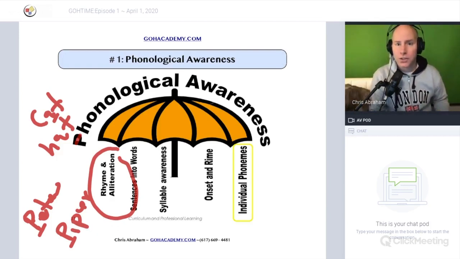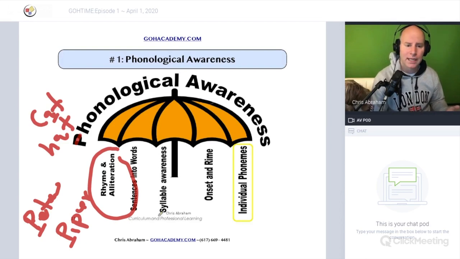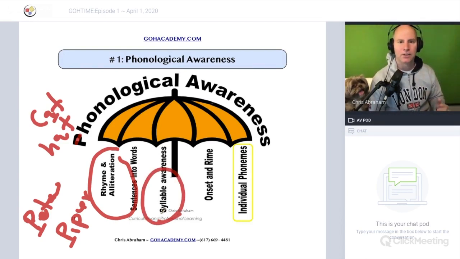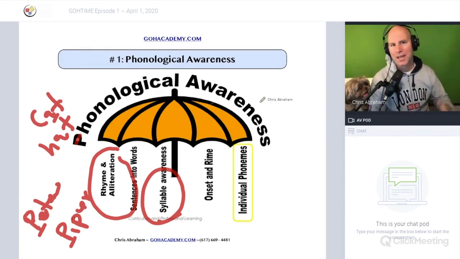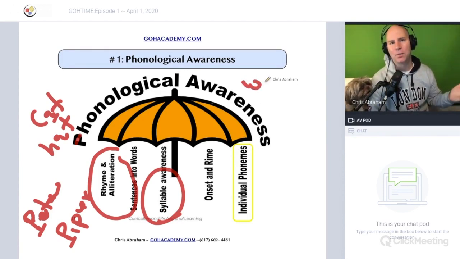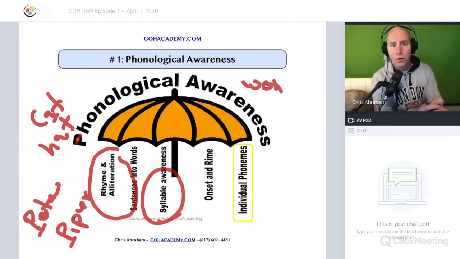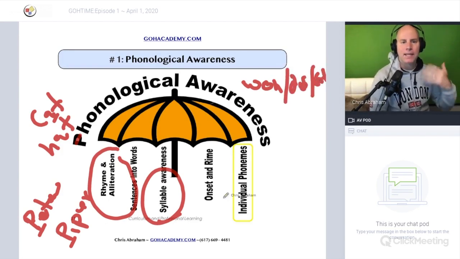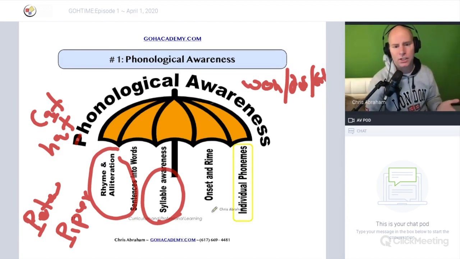We could do harder stuff for a preschooler. We could ask them to identify how many syllables they hear in a word. For example, in the word wonderful, we could have them clap out how many syllables they hear in wonderful. And hopefully they'd say wonderful is made up of won-der-ful, three syllables. Let me just write that down. Wonderful. Okay, that would be an activity for intermediate phonological awareness.